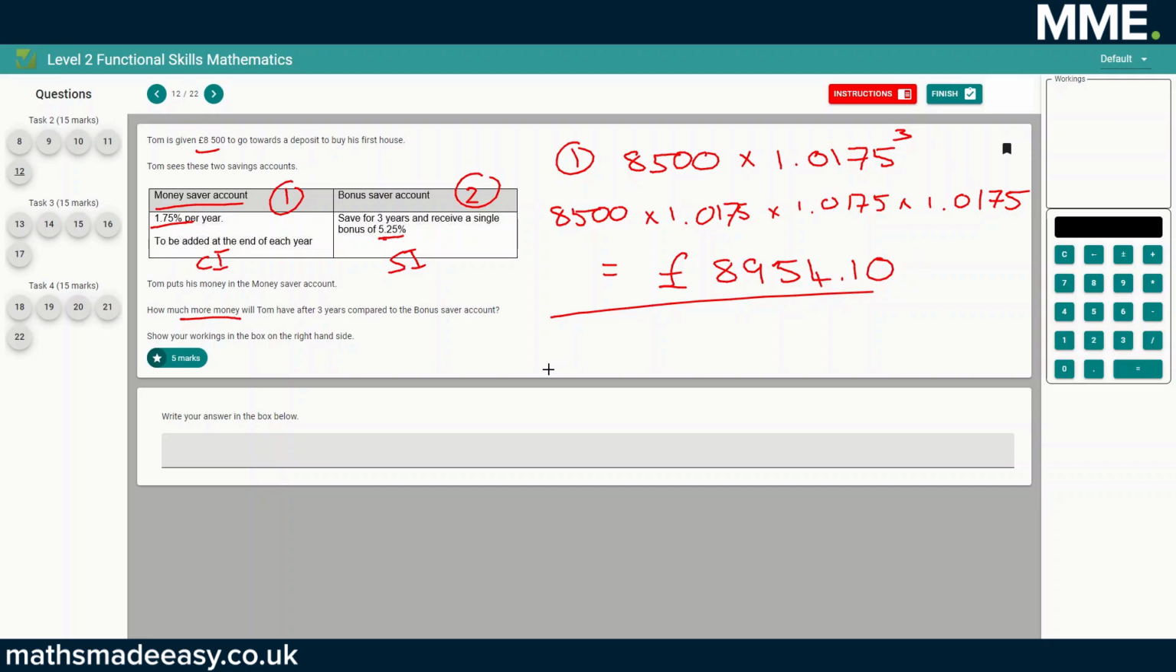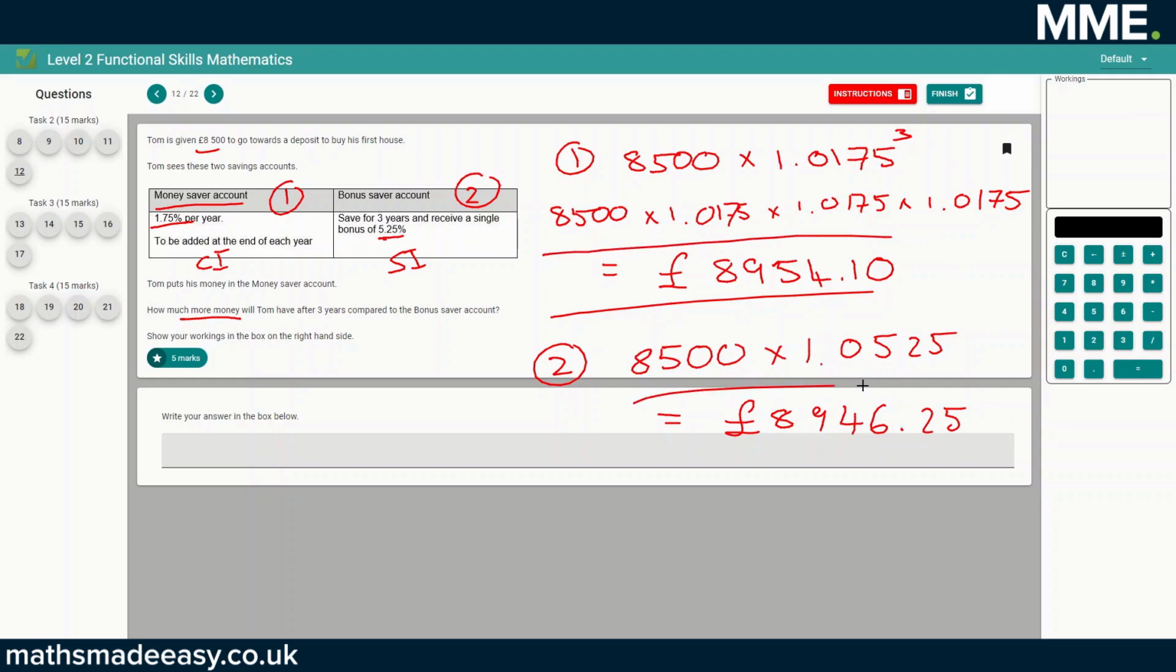So now moving on to the second calculation for the bonus saver account. This is simply just a one-off lump sum paid at a slightly higher interest rate at 5.25%, but the calculation will simply be 8,500 times 1.0525. And it's just a one-time lump sum. So plugging that into the calculator, we get the value is £8,946 and 25 pence.